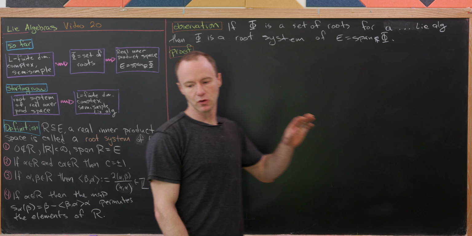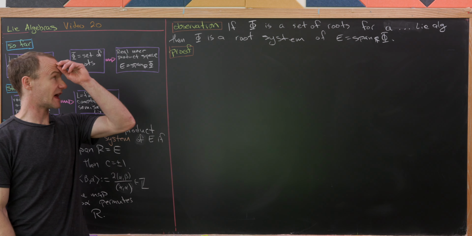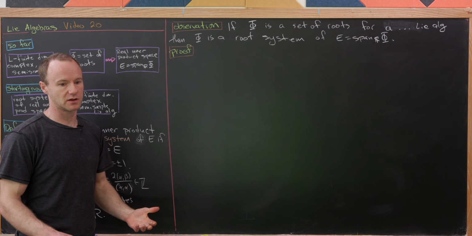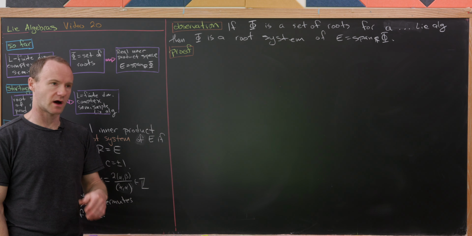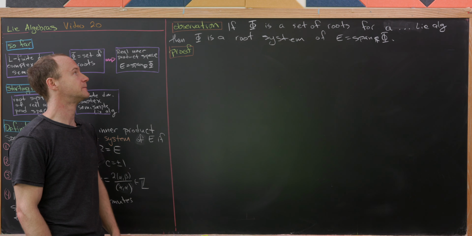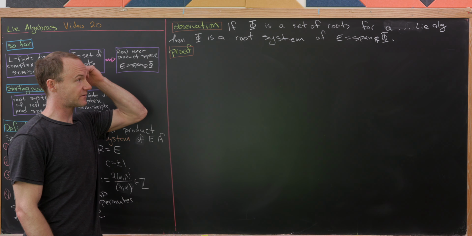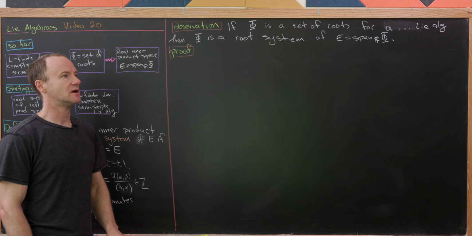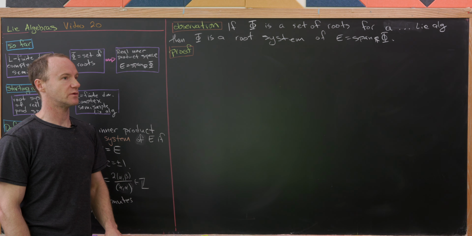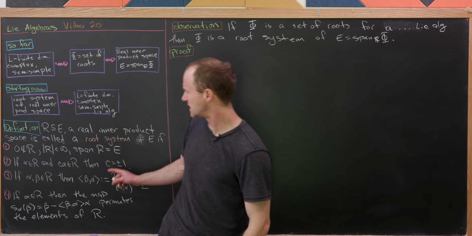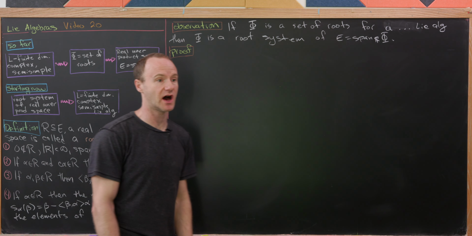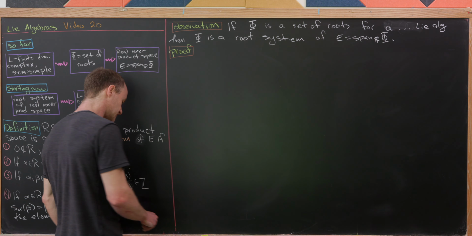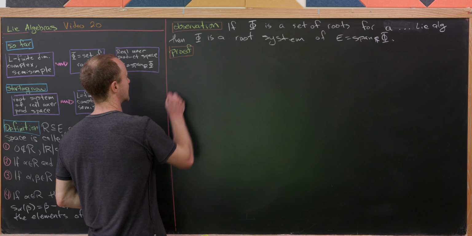Okay, great. So we're going to start with the following observation: if phi is the set of roots for a Lie algebra with all of those characteristics that we've been working with, complex, finite dimensional, semi-simple, then phi is a root system for the real span of phi, which we called E before. Of course, this should be true because this definition is really just an abstraction of the phi that we looked at before, that set of roots.